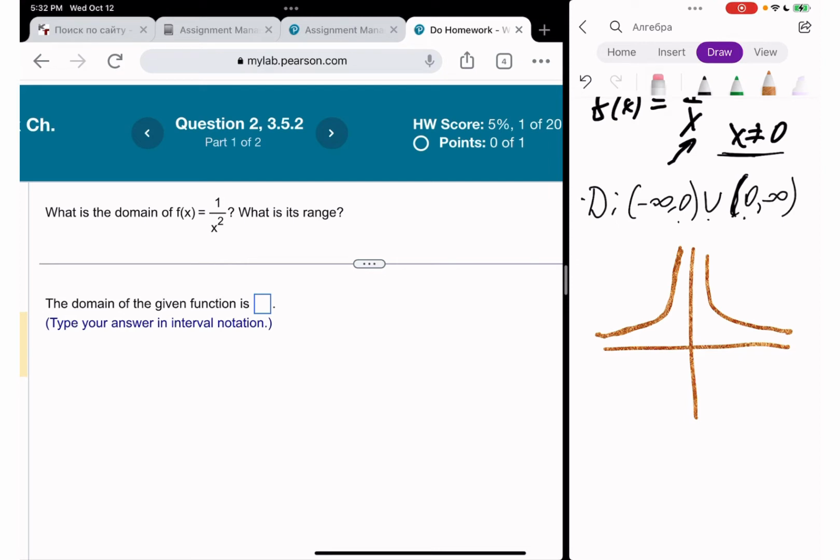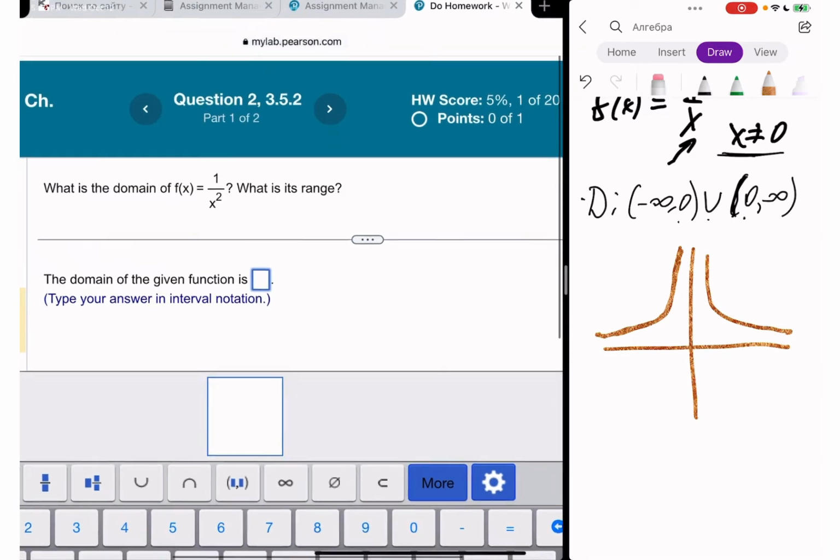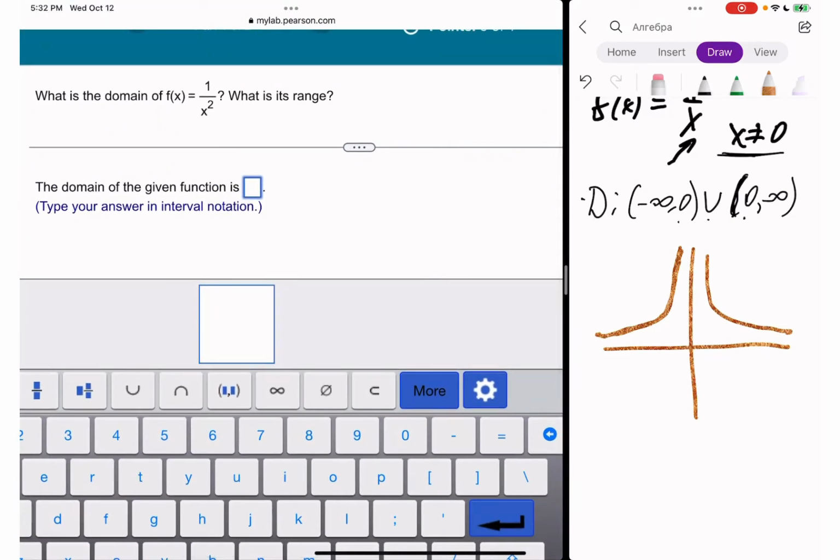So from here, the domain is going to be the same, negative infinity to positive infinity, besides 0 because it cannot be divided by 0. So it's going to be negative infinity to 0, and 0 to positive infinity.